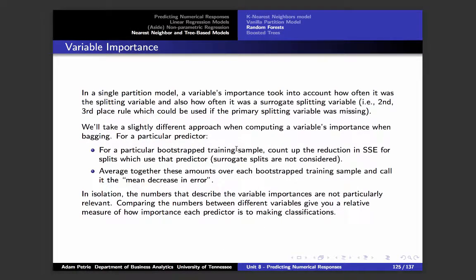So we can also get ideas of variable importance from the vanilla partition model and the random forest model. The variable importance on a random forest model looks at the total sum of squared error decrease that variable was responsible for whenever it was used as a rule in any one of the trees in the forest.